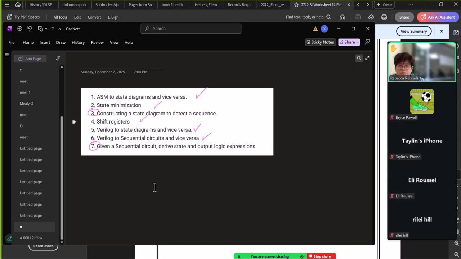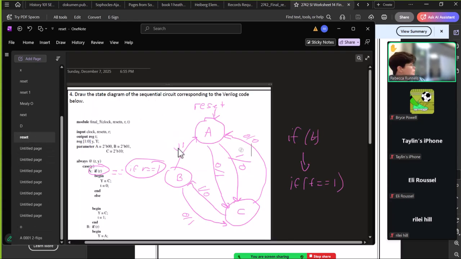That's what we have left. Can we go back to the previous state diagram? No. Is there a question? Another question? I have a question.